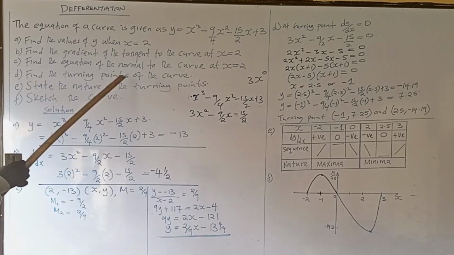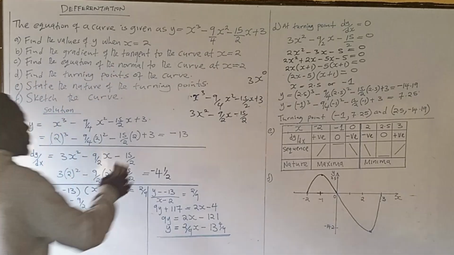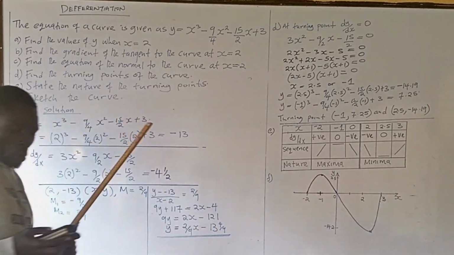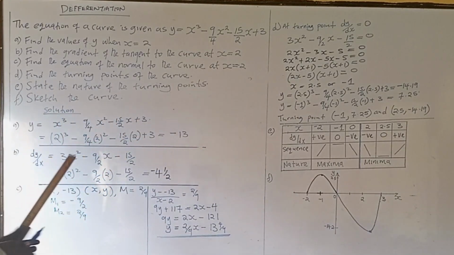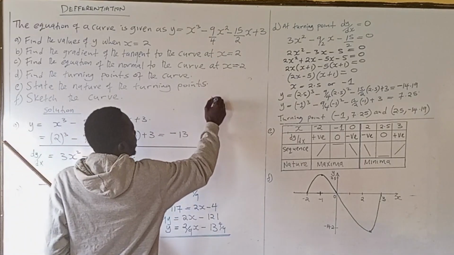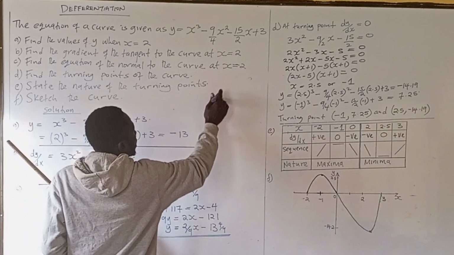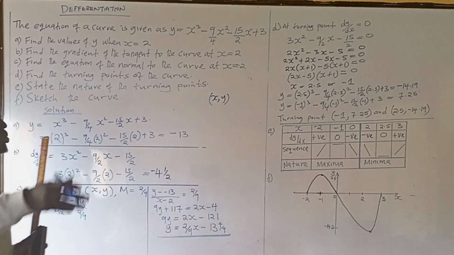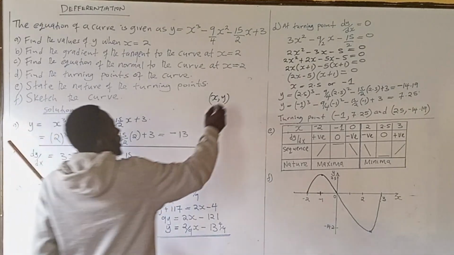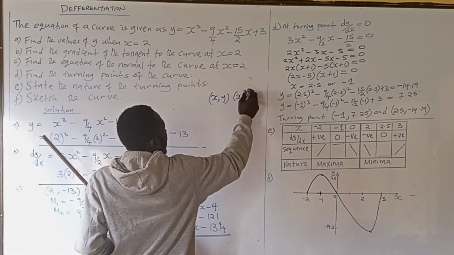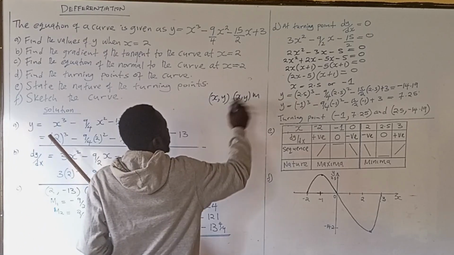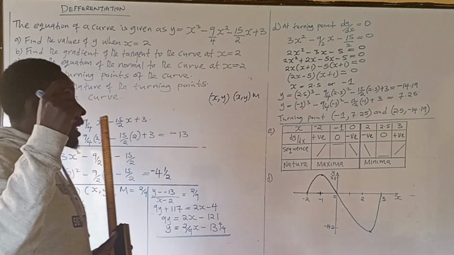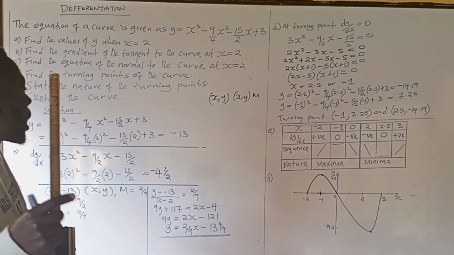C. Find the equation of the normal to the curve. So for you to get an equation, you normally need 3 things. Number 1, you need a point, x1, y1. Then you need to introduce another point, x, y, and you need gradient. So you need three things: one point that is known, another point that you introduce, and a gradient.